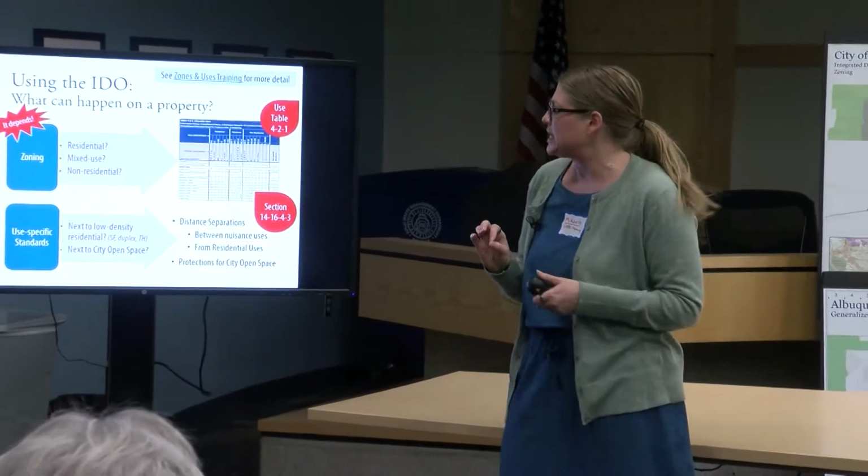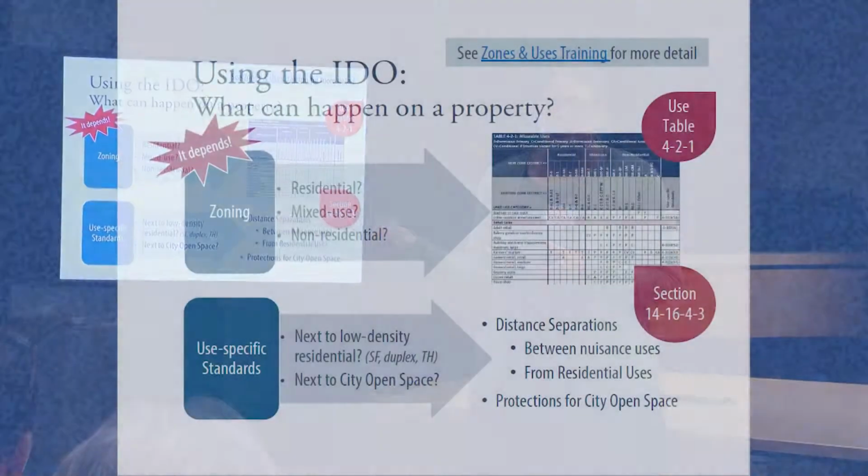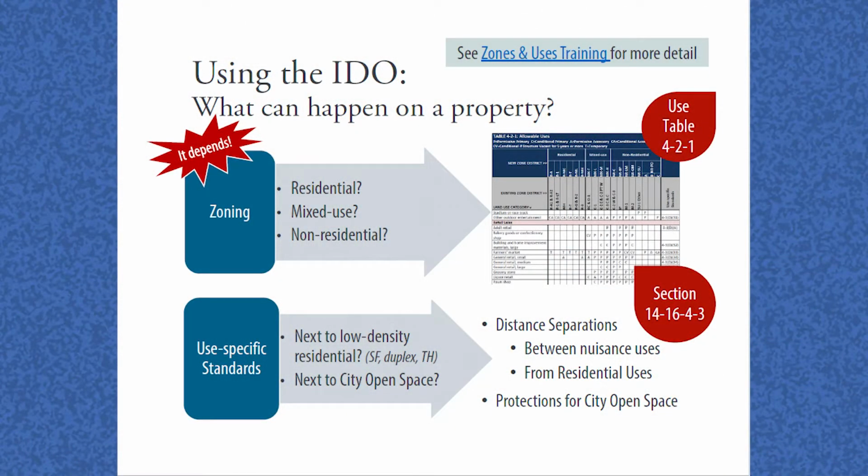The next piece of information that I need is what is next to the property that I'm asking the question about. Because if the property is next to low-density residential, for example, a single-family home or a duplex or a townhouse, then certain uses become either more restricted, made conditional, meaning there's an extra process that that property owner has to go through to get permission to use that use, or they're outright prohibited in order to make sure that the development that happens next to those low density residential uses is compatible.